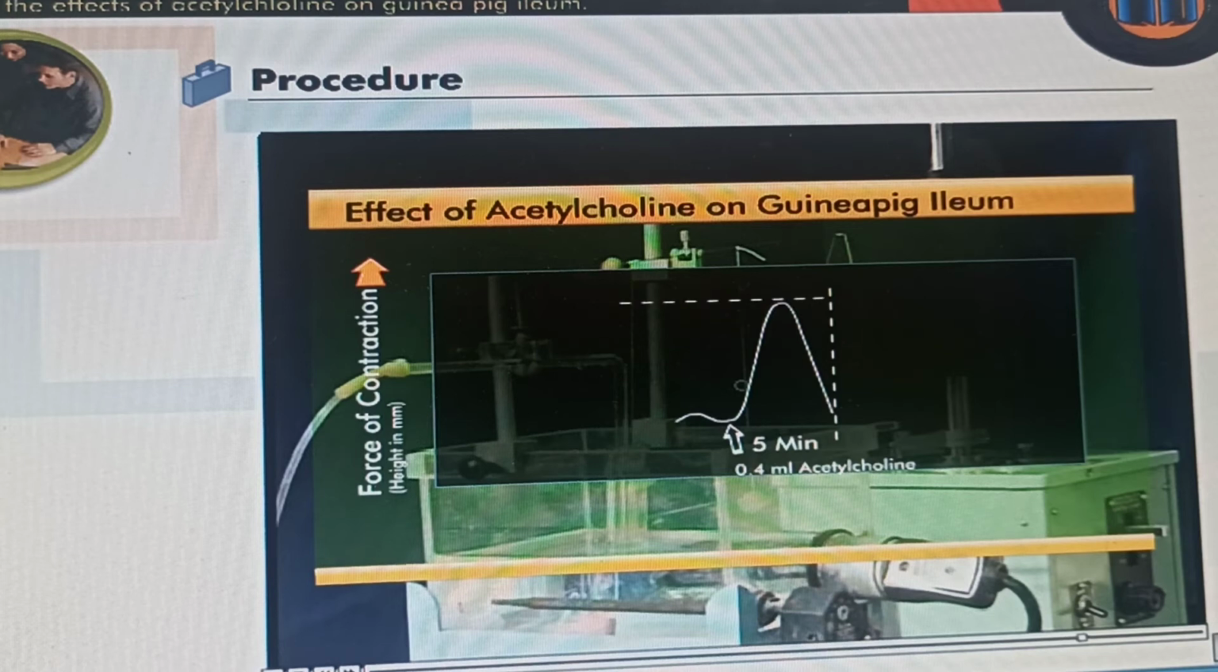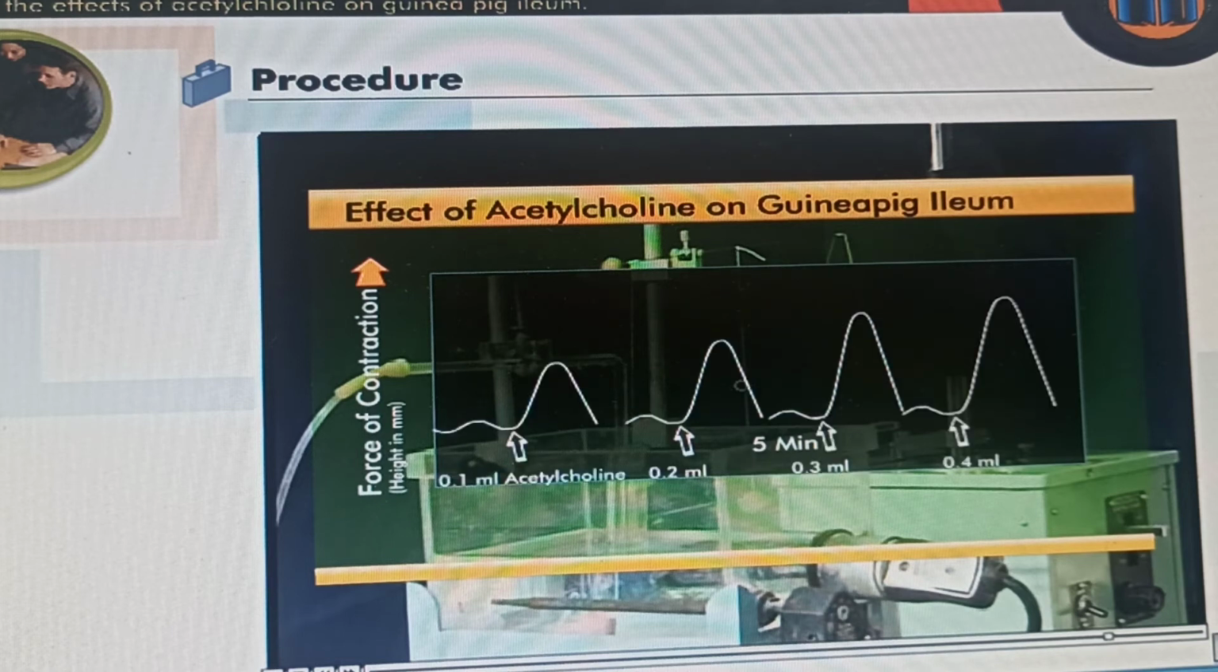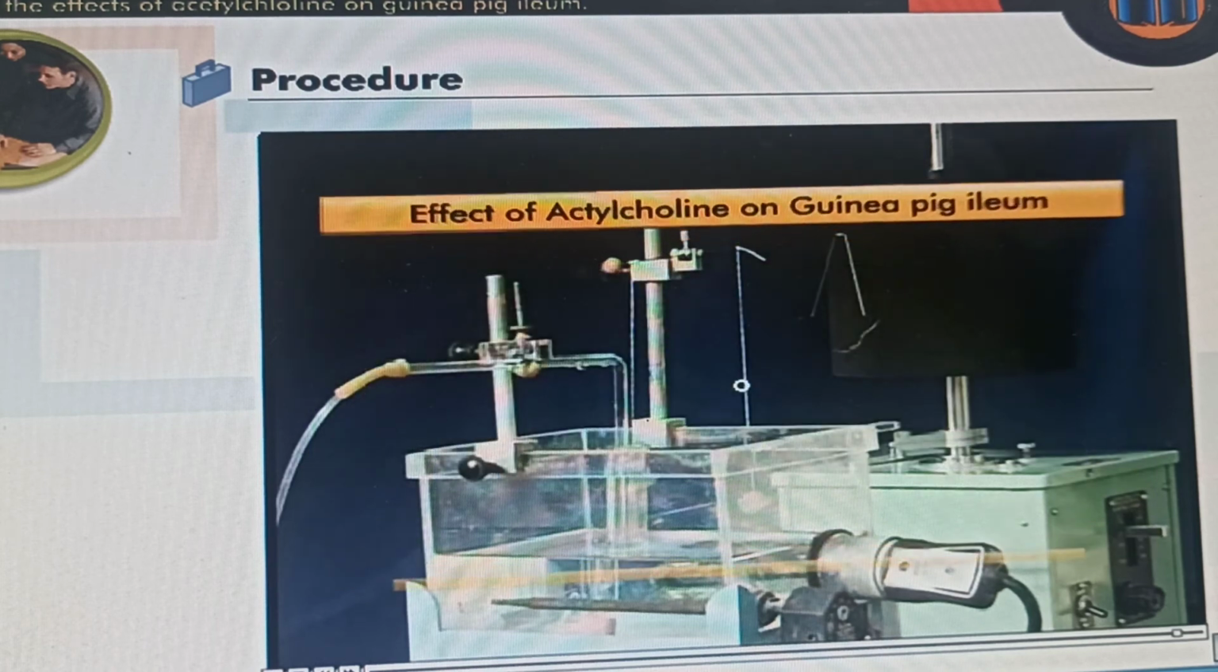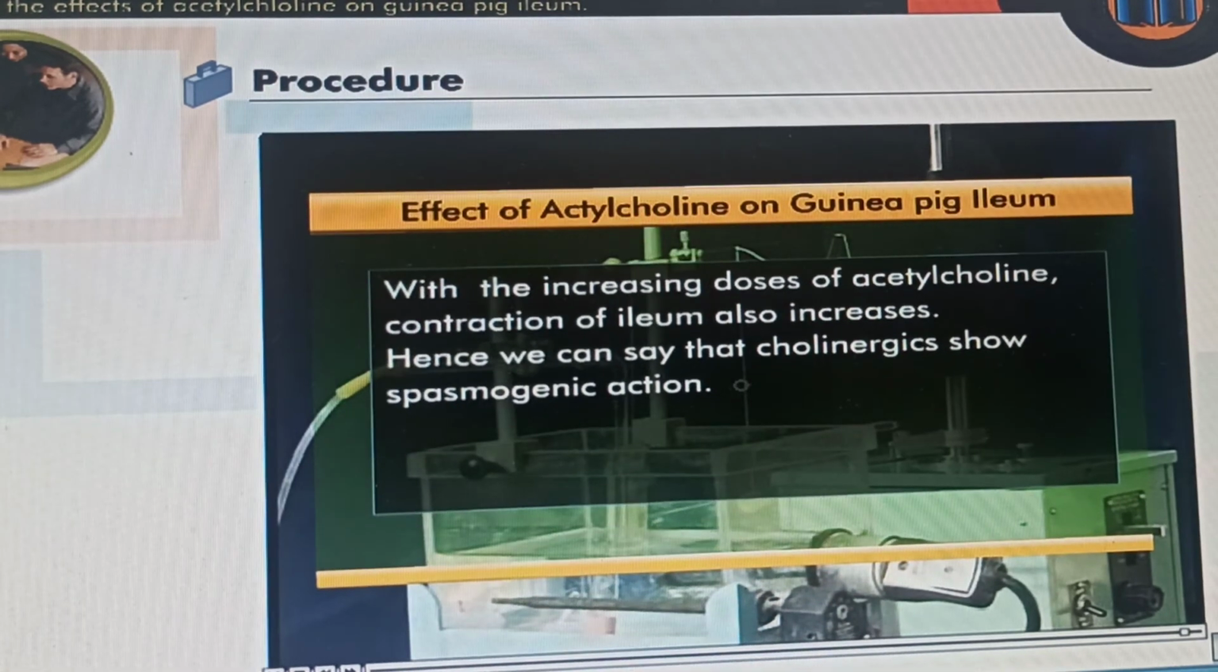Now measure the height of each response in millimeter. Please note that the height of the response is indicative of ileum contraction. You shall observe that with increasing doses of acetylcholine, contraction of the ileum also increases. Hence, we can say that cholinergics show spasmogenic action.